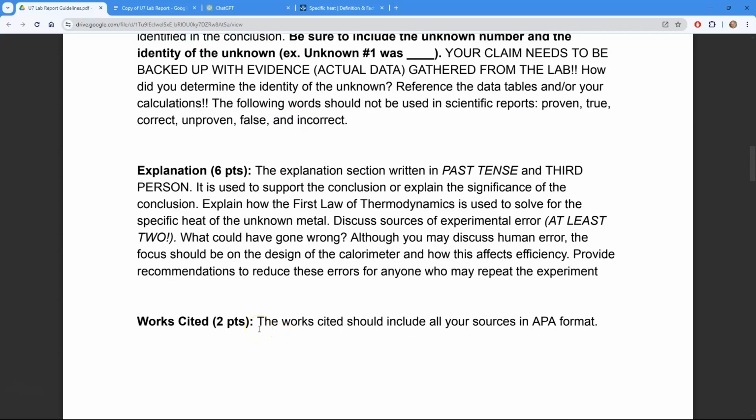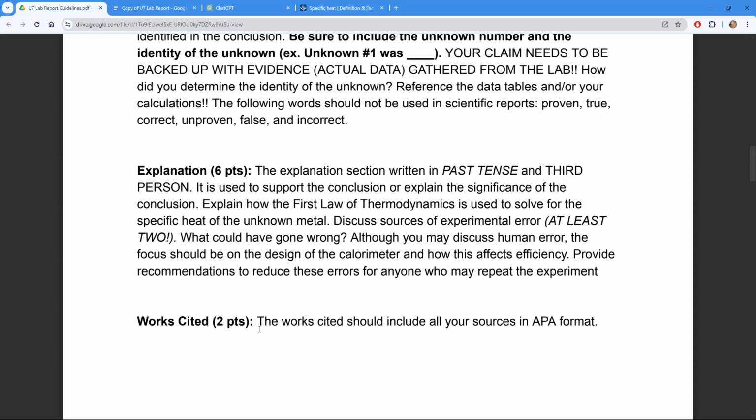All right. The last section is explanation. The explanation section is written in past tense and third person. It is used to support the conclusion or explain the significance of the conclusion. Explain how the first law of thermodynamics is used to solve for the specific heat of the unknown metal. Discuss sources of experimental error, at least two. What could have gone wrong? Although you may discuss human error, the focus should be on the design of the calorimeter and how it affects efficiency. Provide recommendations to reduce errors for anyone who may repeat the experiment.